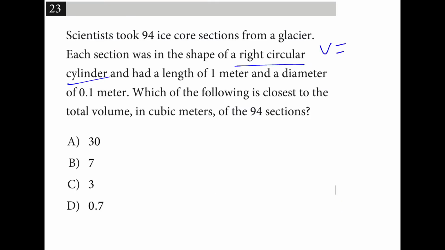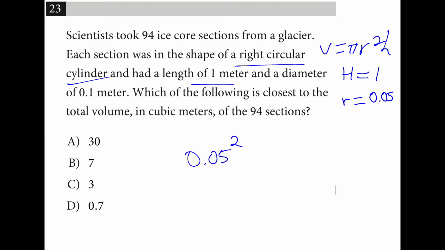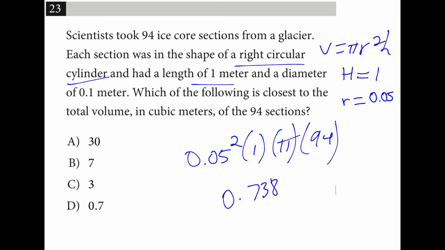Right circular cylinders have a volume of pi r squared times the height, and they're telling us that the height is 1 meter and the radius is 0.05. So we can take 0.05 squared times 1 times pi times 94, because there's 94 of these sections. And even after you multiply all of those things, you get 0.738, which is the closest to D.